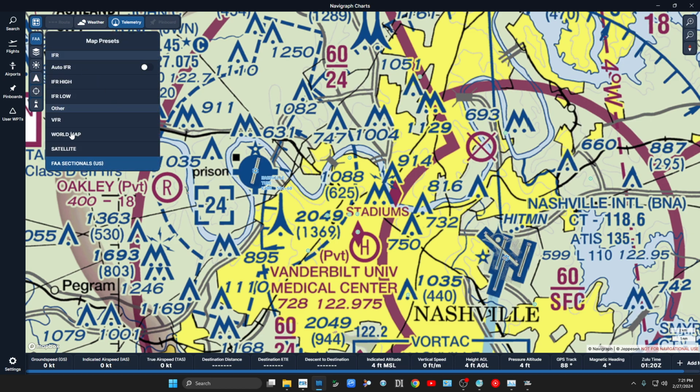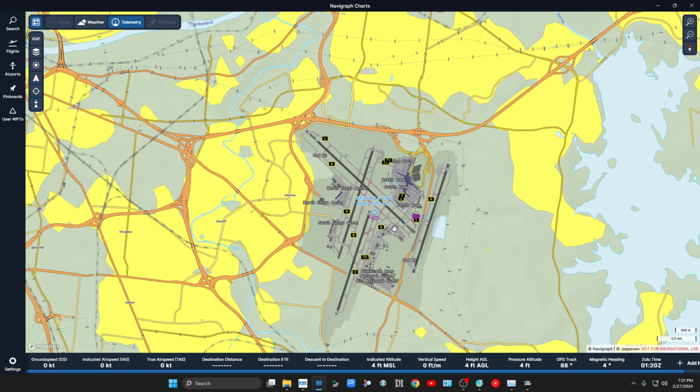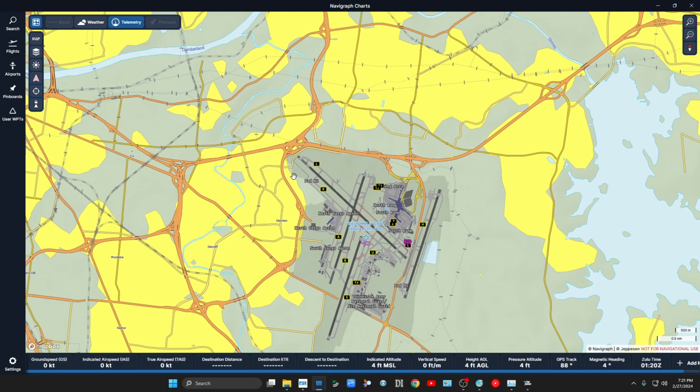But yet again, it doesn't matter. The traffic pattern terminology used has nothing to do with the direction of wind, but has everything to do with the direction of flight adjacent to the runway that you're landing.